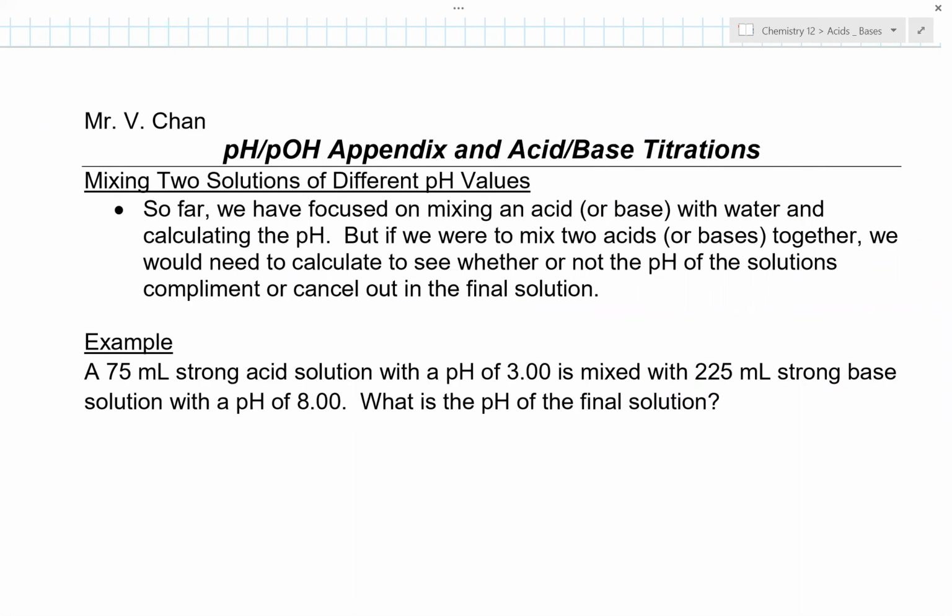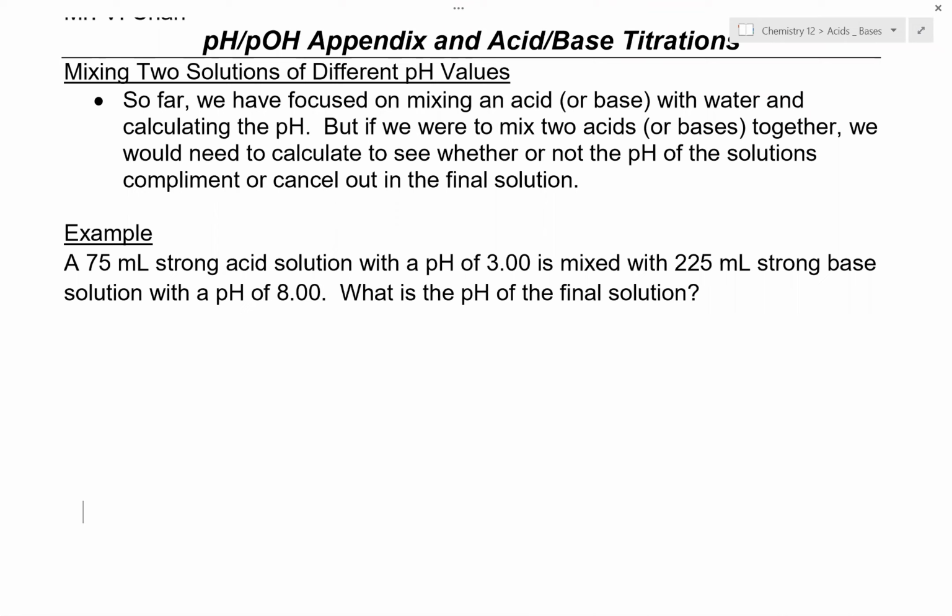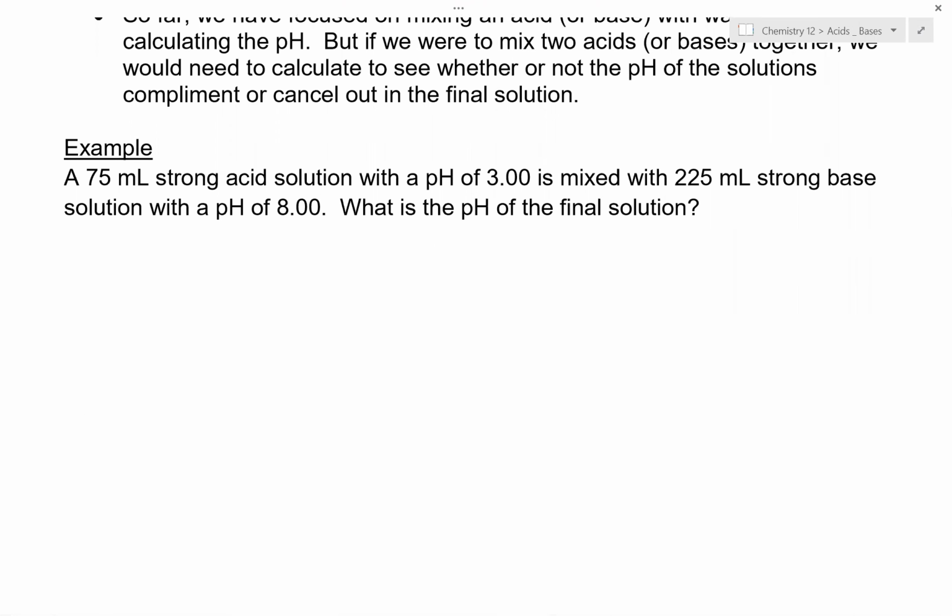Today we're going to focus on one part, which is mixing two solutions of different pH values. So far we have focused on mixing an acid or base with water and calculating the pH. But if we were to mix two acids or bases together, we would need to calculate to see whether or not the pH of the solutions complement or cancel out in the final solution. Now, what do I mean by this?